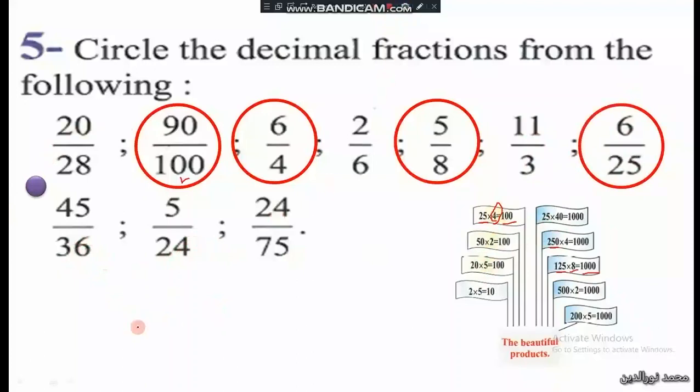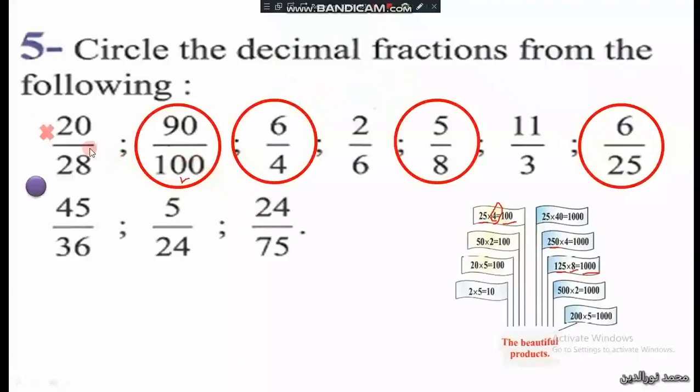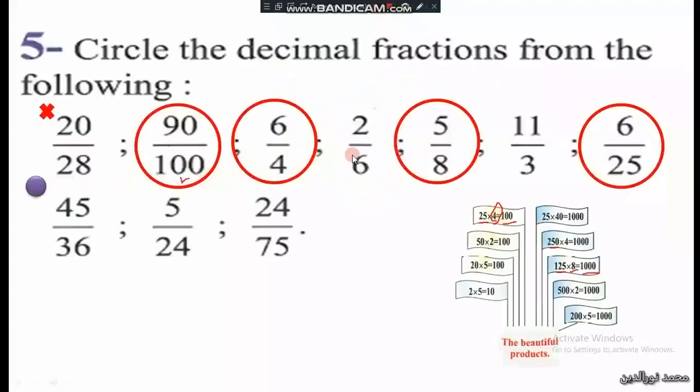Here we have 20 over 28. We have to reduce or simplify. We divide by 4, so it's 5 over 7. 7 could not be written as a power of 10, so it's not a decimal fraction. 2 over 6, we could divide by 2, it's 1 over 3. 3 could not be written as a power of 10, so 2 over 6 is not a decimal fraction.